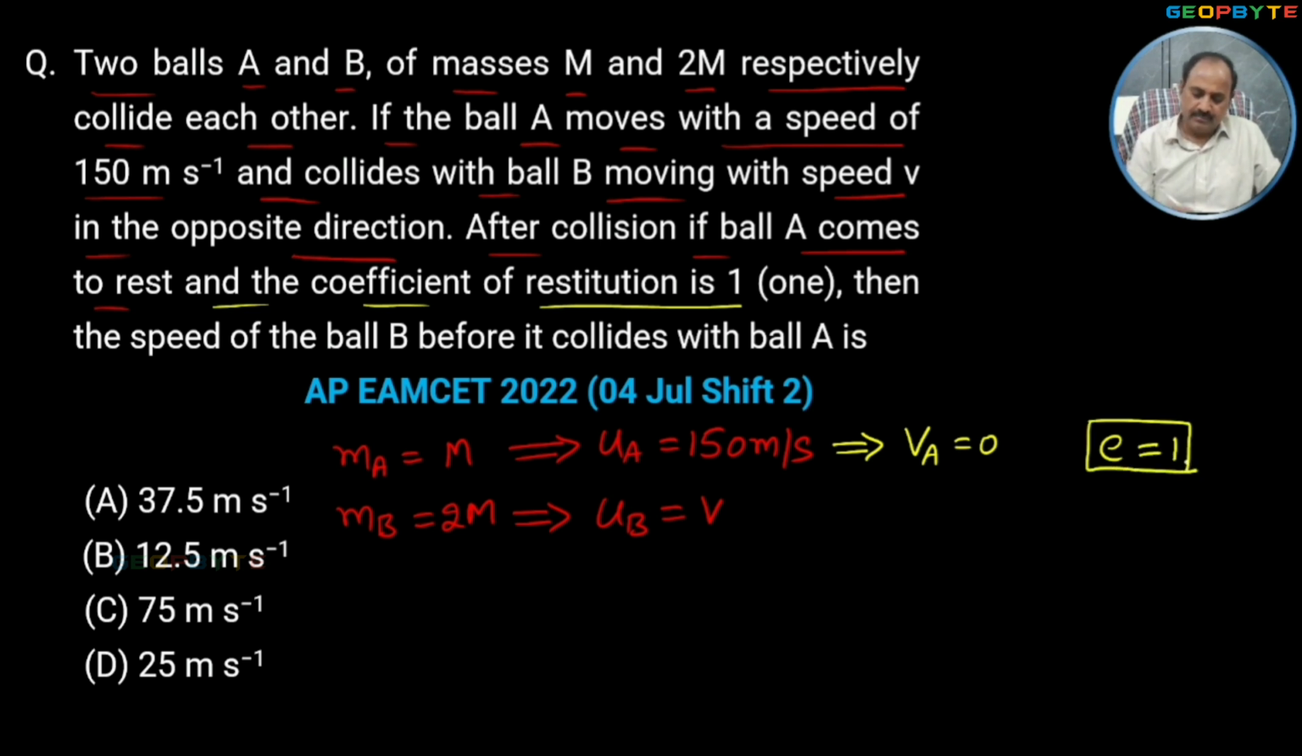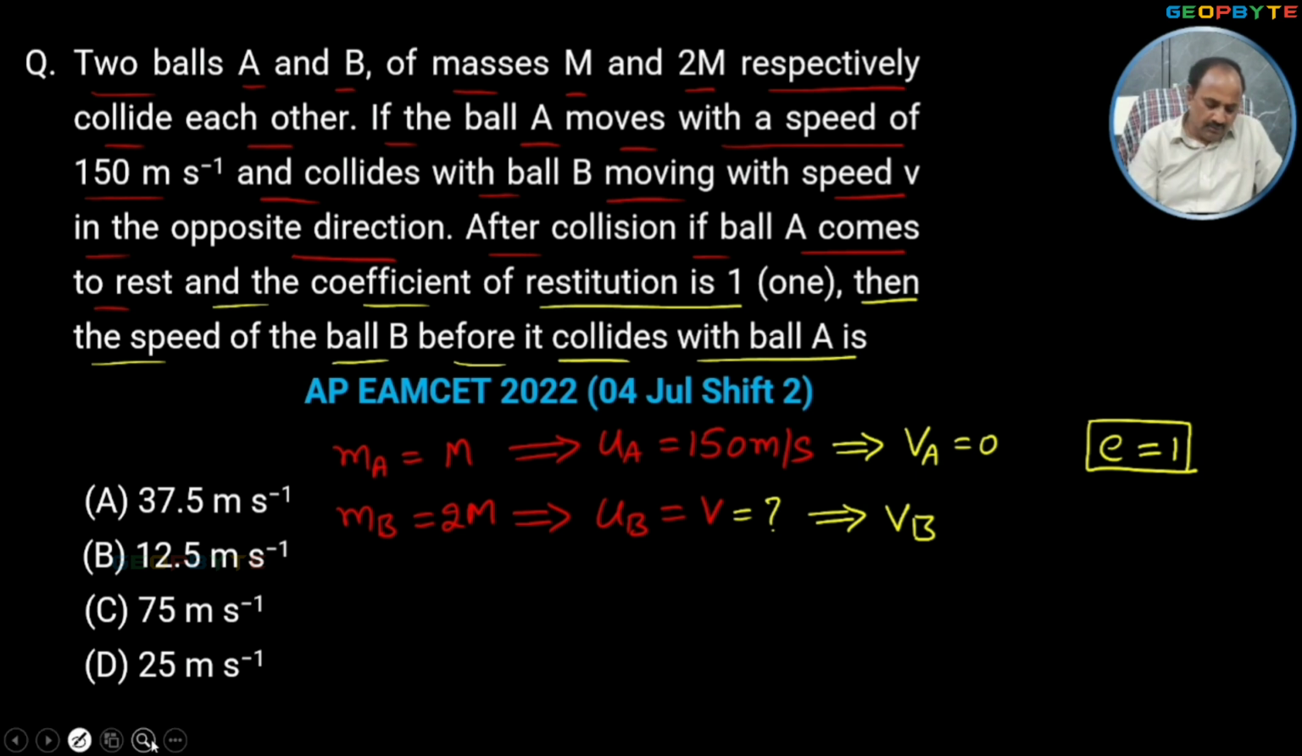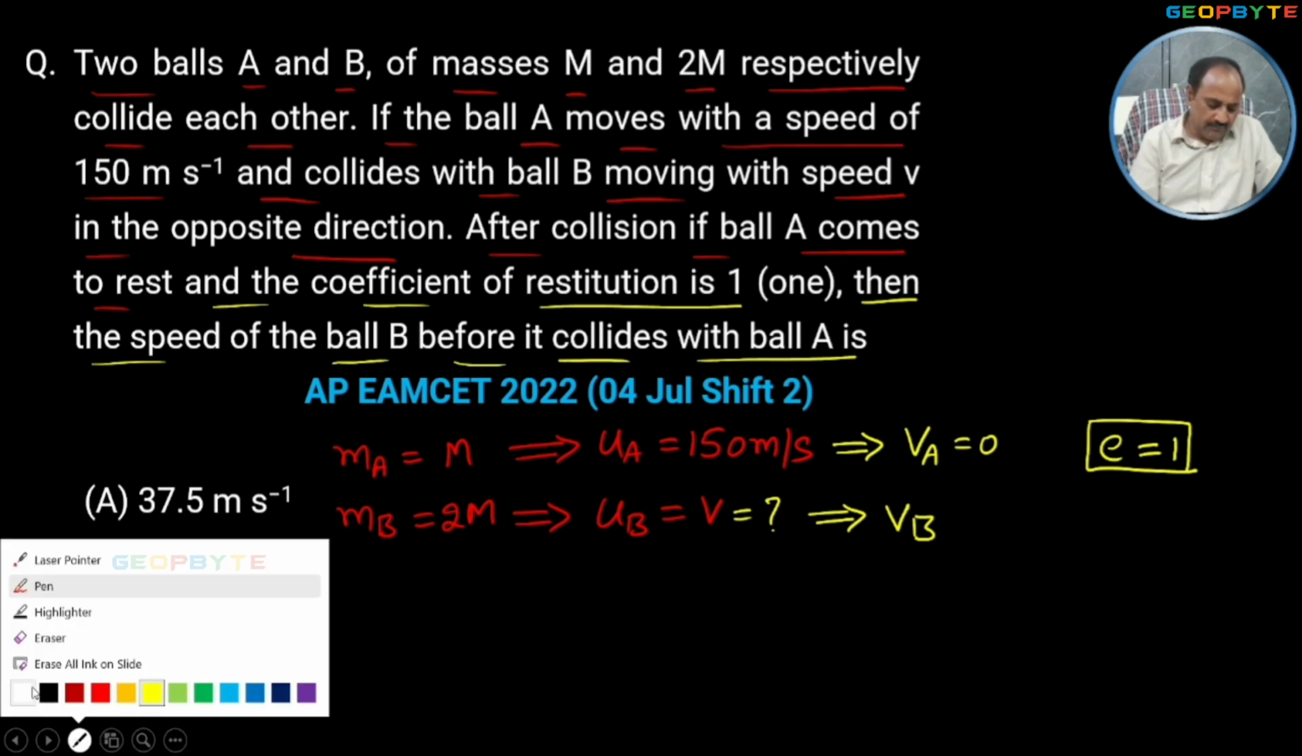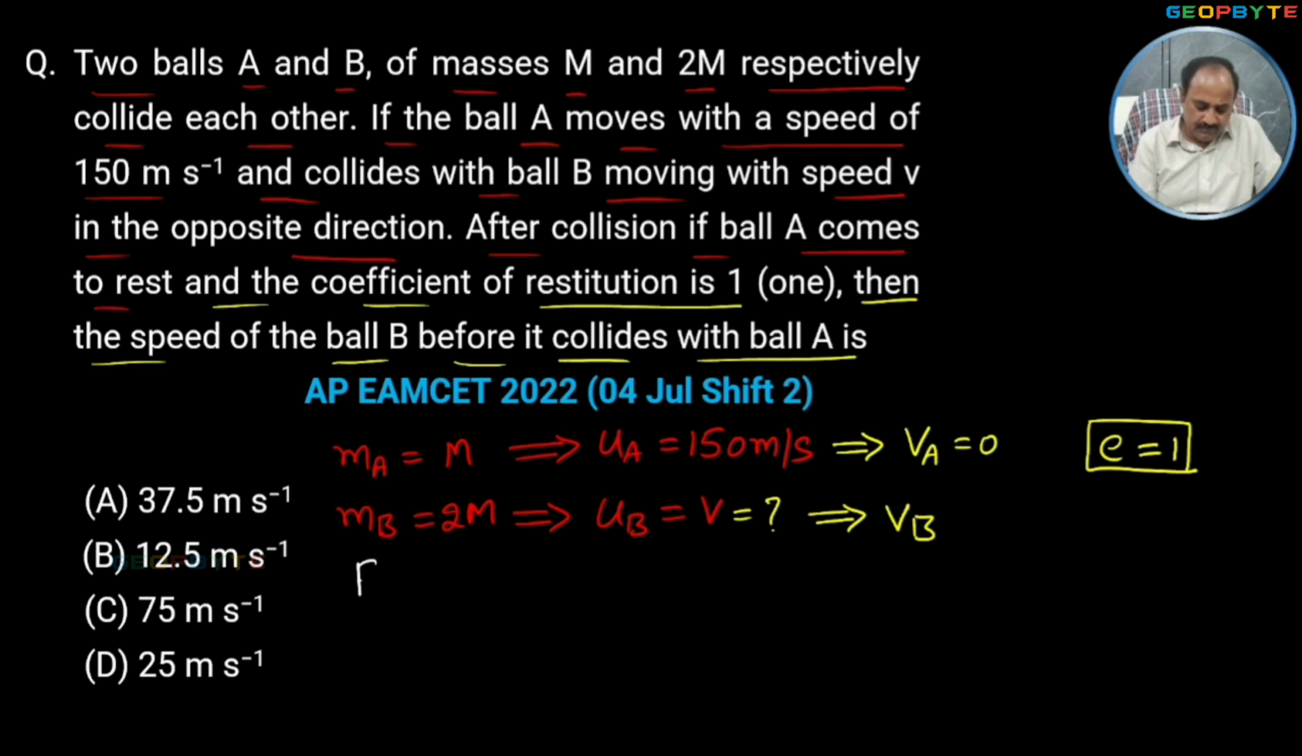Listen carefully. Then what is the speed of ball B before it collides with ball A? What is V? For that, let us assume the final velocity of ball B is Vb. The initial velocity of ball B is V. Now let us apply the law of conservation of momentum.